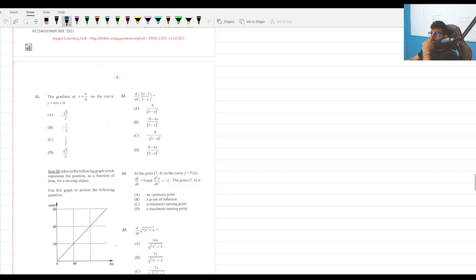The gradient, so we have minus sine of pi on 6, which is minus a half. There's a repeat.